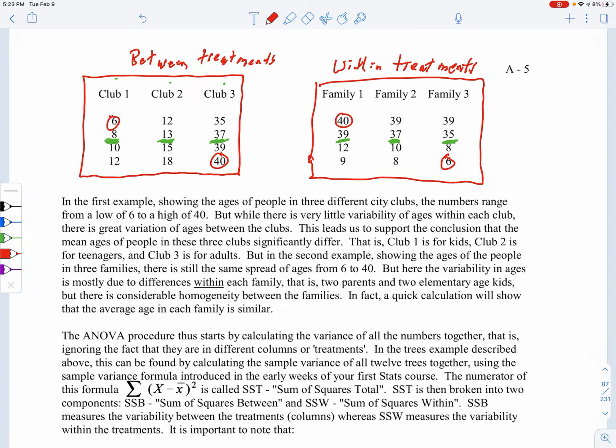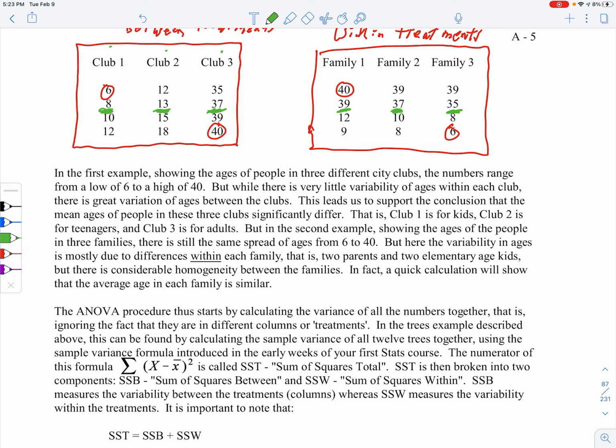So the way it works here is that we say, okay, let's look at all of these numbers together. And of course we can do this for the clubs, we can do that for the families, and we will eventually go back and work through it by hand with the tree heights. We want to come up with something called the sum of the squares total. So this is something called the SST.